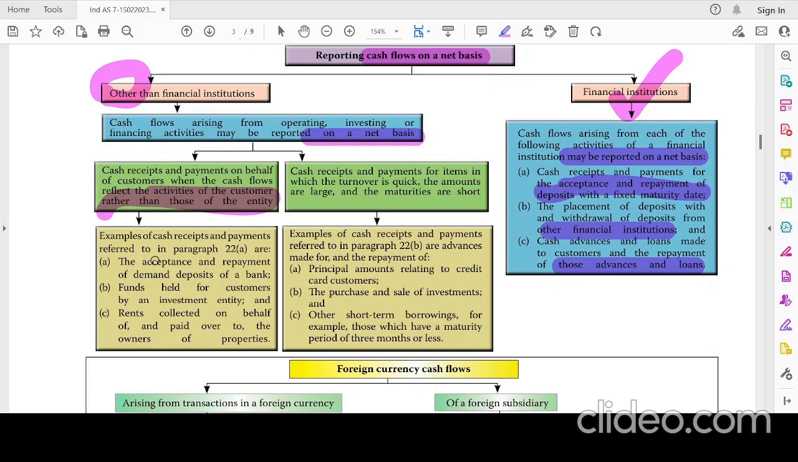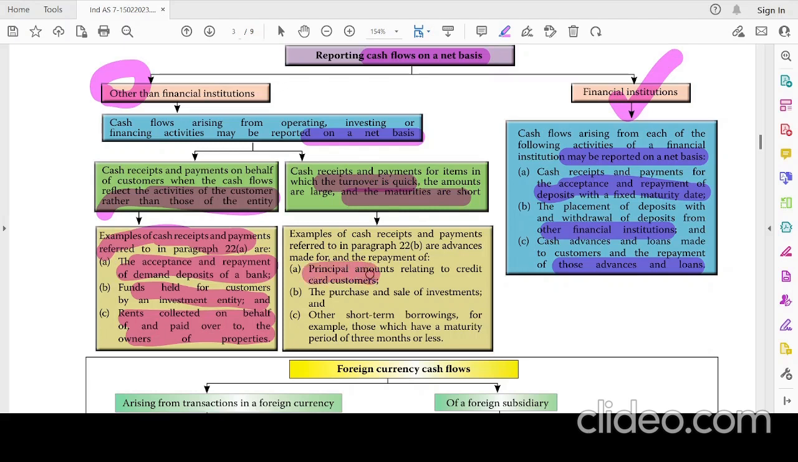For example, cash receipts and payments referred to in paragraph 22A, such as acceptance of demand deposits of a bank, funds held for customers by an investment entity, rents collected on behalf of and paid on behalf of the owners of a property. I'm just collecting, I'm a trustee. Both receipts and payments can be netted off. It is zero, so that can be netted off. Cash receipts and payments for items where the turnover is quick, the amounts are large, and maturities are short.